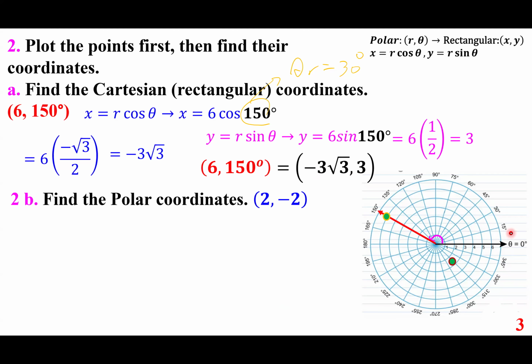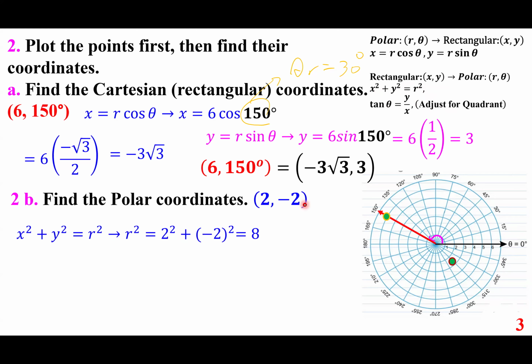2 units to the right, 2 units down. That's the location. And x squared plus y squared equals r squared. Tan theta is y over x. And as always, you adjust for quadrants. So x squared plus y squared equals r squared. That means 2 squared and negative 2 squared must be added. This is 4, this is 4, this is 8.